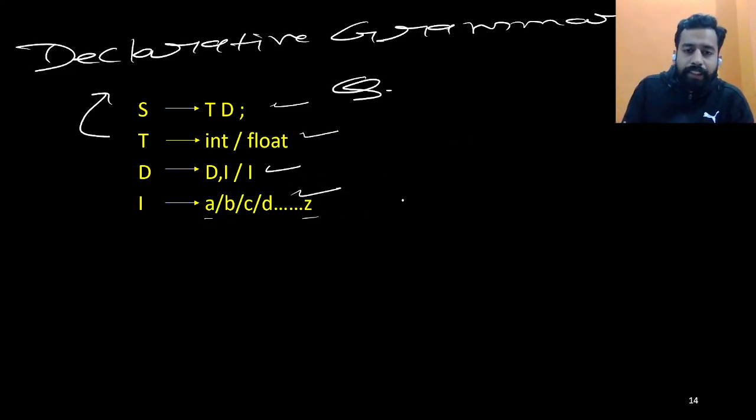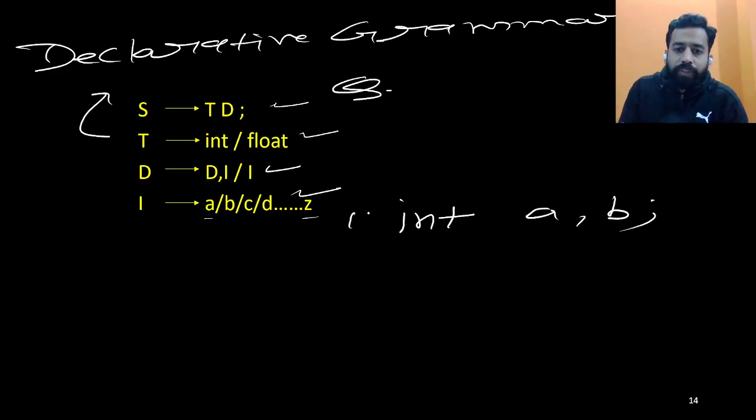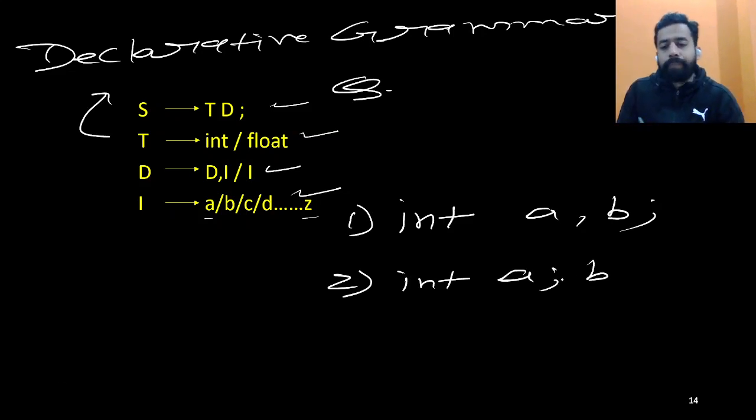So what I'm writing here is, I'm simply writing int A comma B semicolon. So this is my first statement, and another I am deriving. Another one is I am writing int A semicolon B.